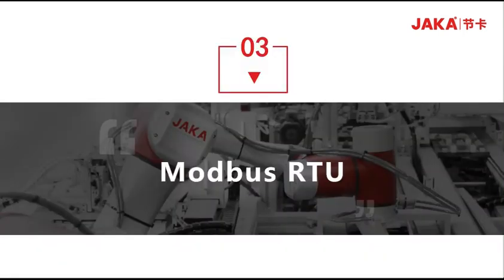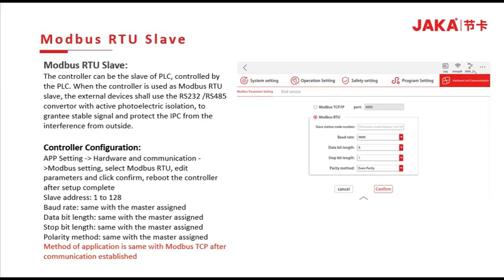Modbus RTU. The controller can be the slave of a PLC, controlled by the PLC. When the controller is used as a Modbus RTU slave, the external devices should use an RS-232/RS-485 converter with active photoelectric isolation to guarantee a stable signal and protect the IPC from outside interference.